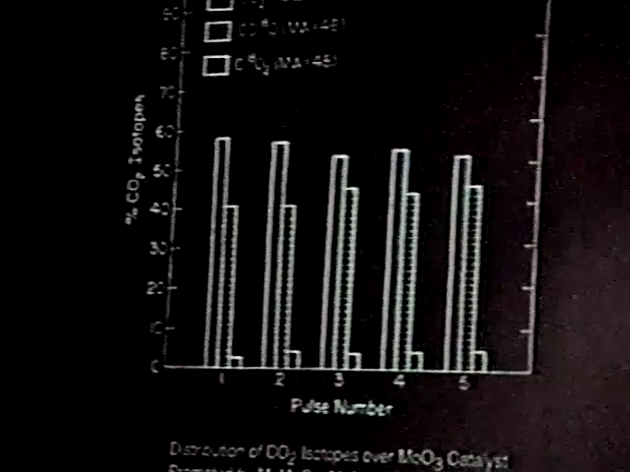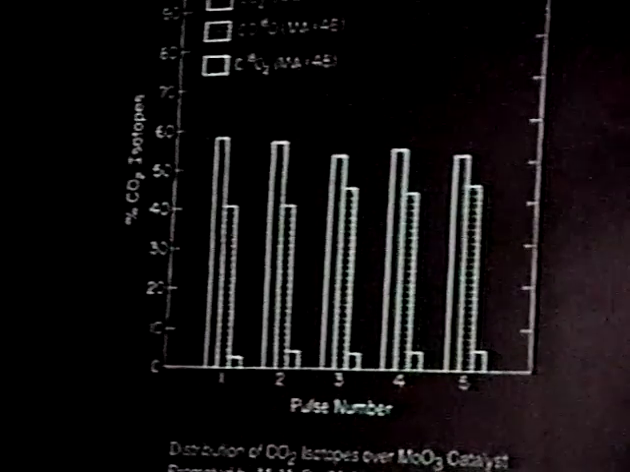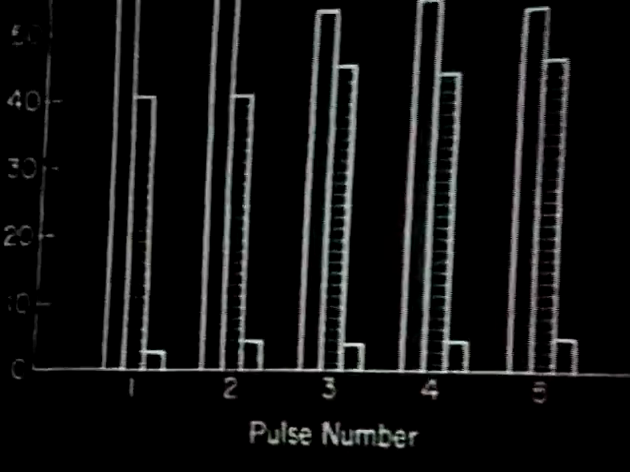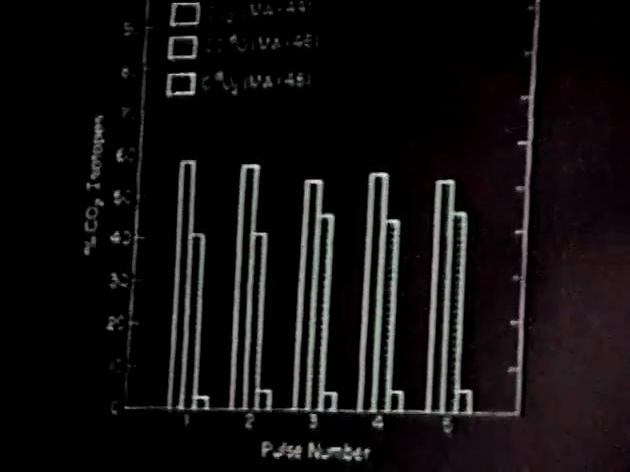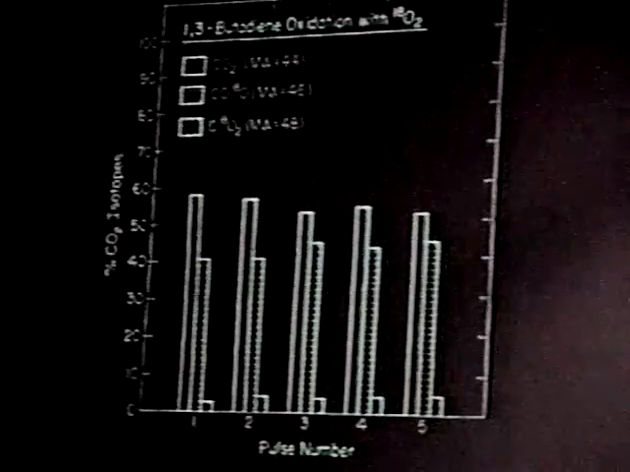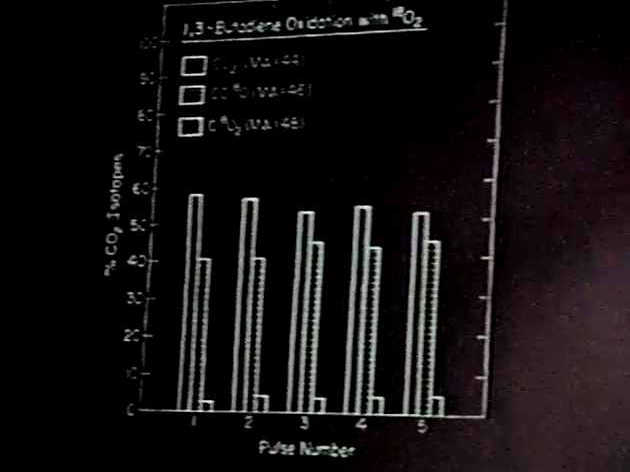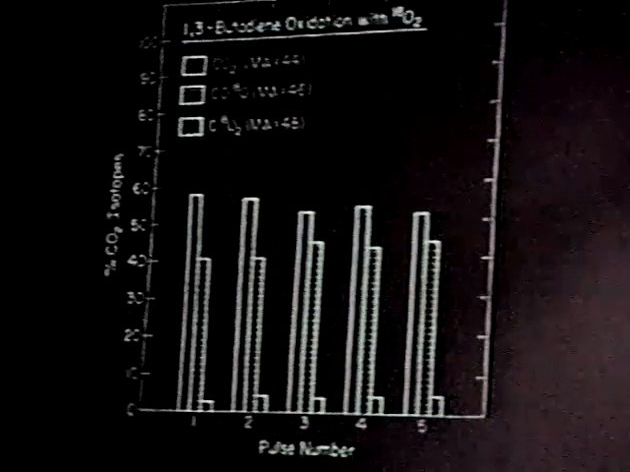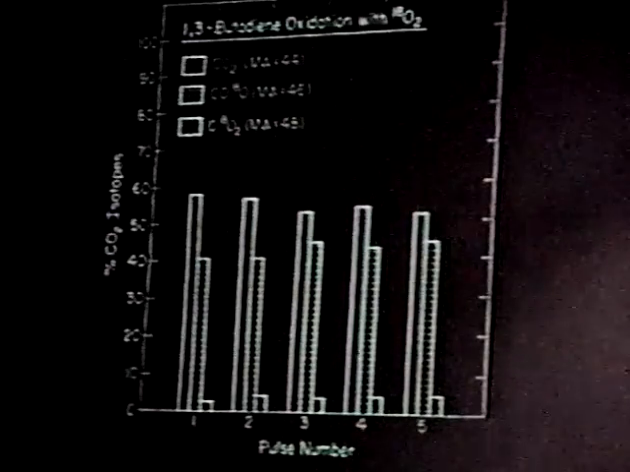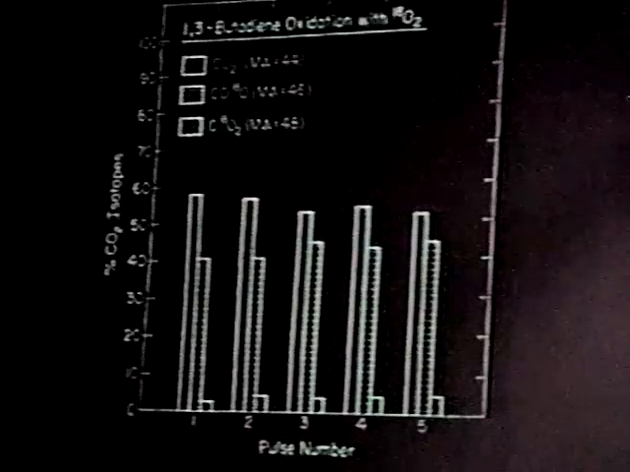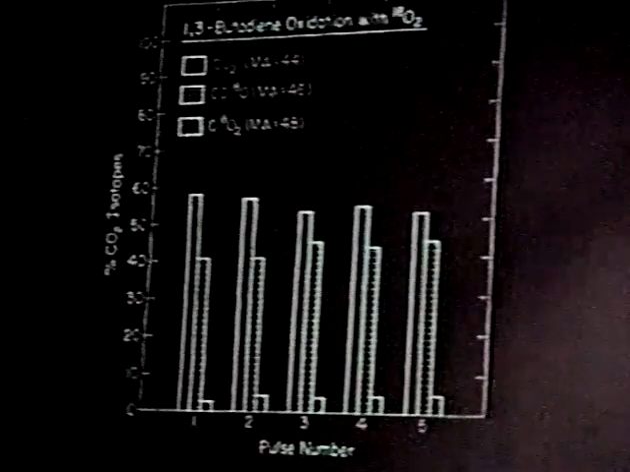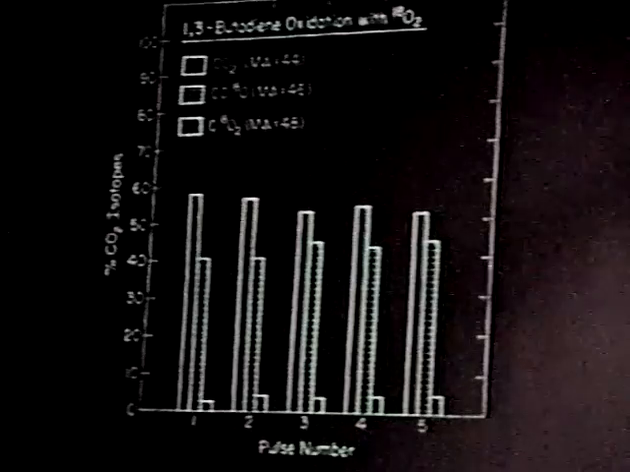When we move to the promoted catalyst, the picture changes quite a bit. First of all, we see that the largest percentage of carbon dioxide isotope is the one which contains only oxygen-16 atoms in it, and it shows that the largest percentage of carbon dioxide has something to do with the lattice oxygen rather than gas phase oxygen. And if we make an overall calculation, we see that about 75% of all oxygen incorporated into carbon dioxide molecules is oxygen-16, meaning it has been extracted from the lattice structure of the catalyst.